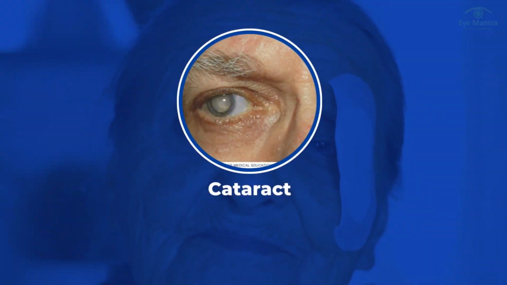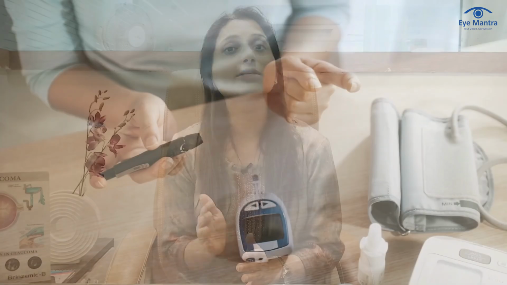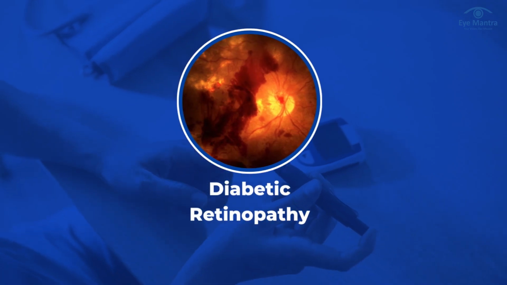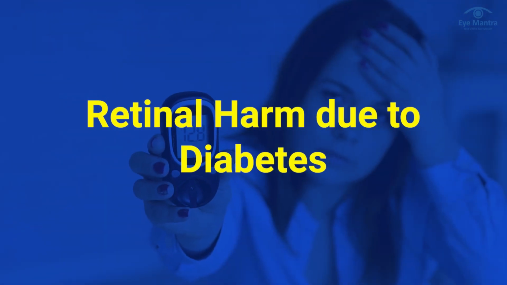Secondly, cataract. Cataract develops quickly in diabetic patients, especially in those whose blood sugar is uncontrolled or fluctuates excessively. Thirdly, diabetic retinopathy, which is damage to the eye due to diabetes. We will discuss this in detail today.